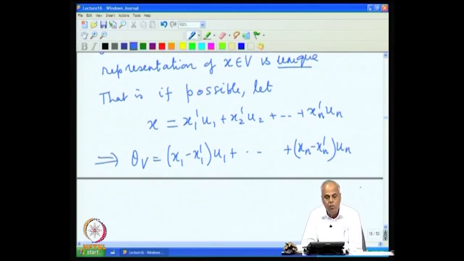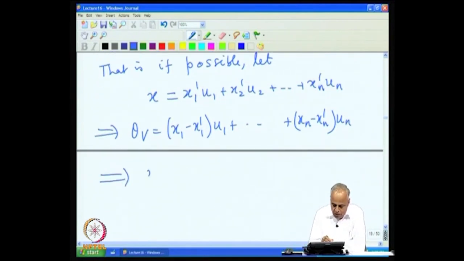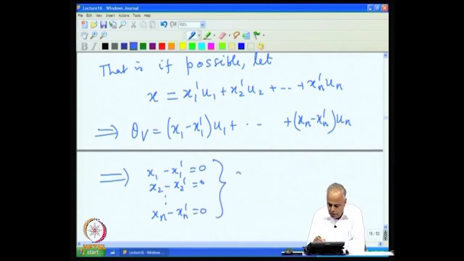However, we now know that B is a basis. Any basis must be linearly independent and therefore, u1, u2, un are linearly independent vectors. But then once you have linearly independent vectors, the only linear combination that will give the 0 vector is when you take all the coefficients as 0. So, that implies x1 minus x1 prime equal to 0, x2 minus x2 prime is 0 and xn minus xn prime is 0, since u1, u2, un are linearly independent.